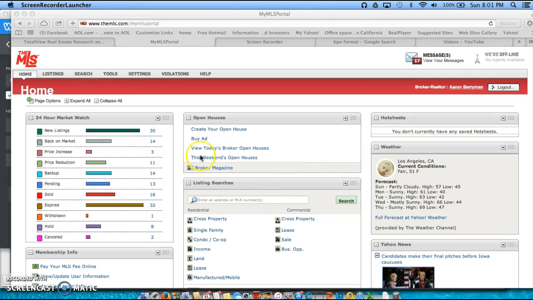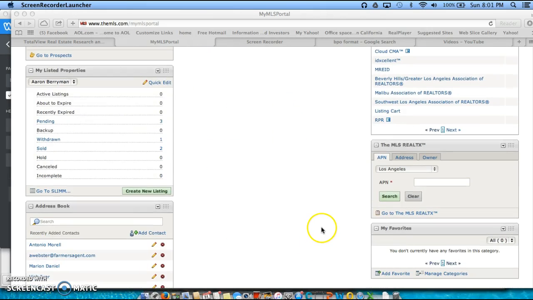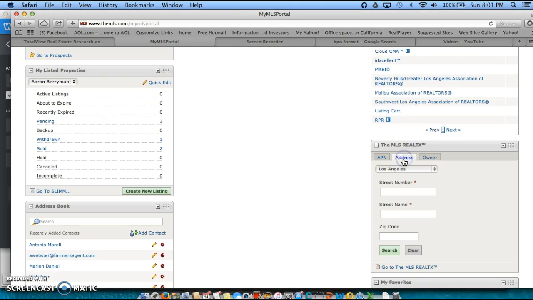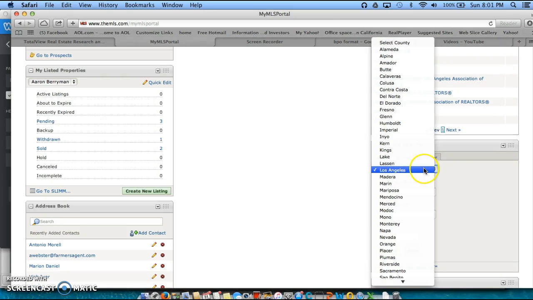homepage. Again, this is your homepage when you get on the MLS. You'd scroll down to this section here, this widget, where you can actually input information about a property. So in this instance, seeing that we've been using the same address for a while, we'll just go ahead and first of all select our county. So we're going to be looking in San Bernardino County.